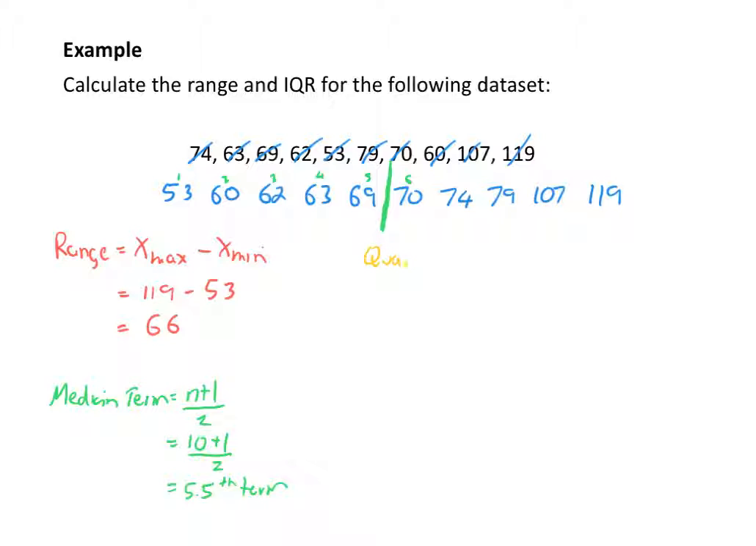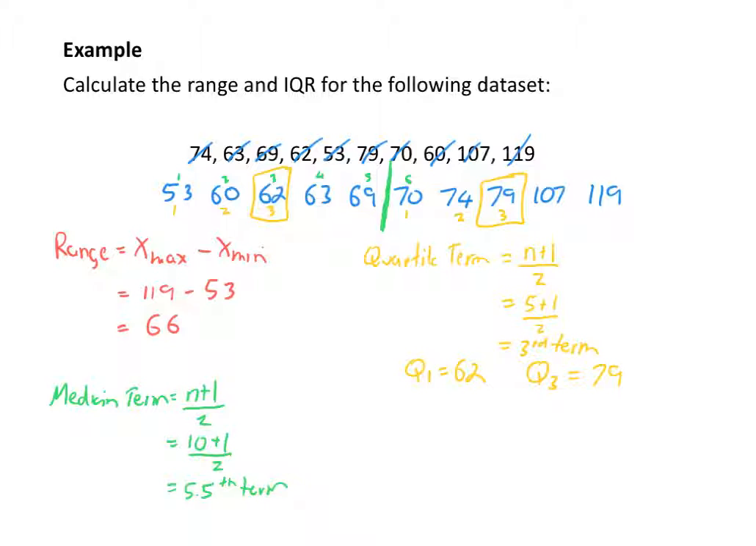So my quartile term is going to equal n plus 1 divided by 2. So in each half I've got 5 numbers, so 5 plus 1 divided by 2. So I'm looking for my third term. So starting at the beginning of my first half, 1, 2, 3. So quartile 1 is going to equal 62. Then starting at the beginning of my second half, 1, 2, 3. So my quartile 3 term is going to equal 79.